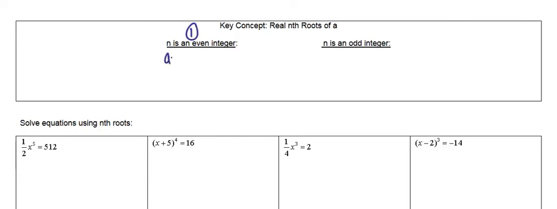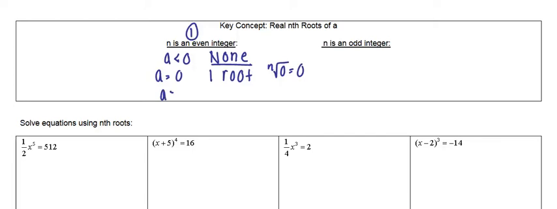Go ahead and flip your page over. Okay, so key concept. We're looking at 2 different situations. The first one, we're saying what if n is an even integer? If n is an even integer and a is less than 0, I have no real roots. So I'm just going to go ahead and write none.